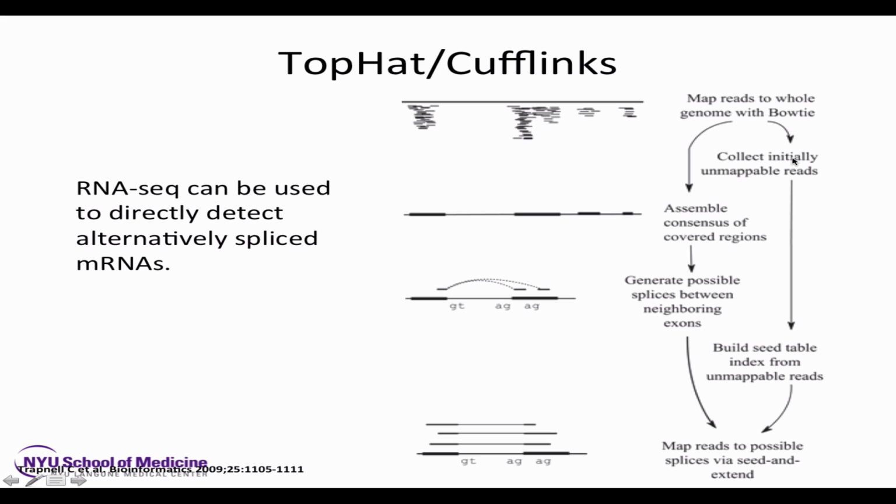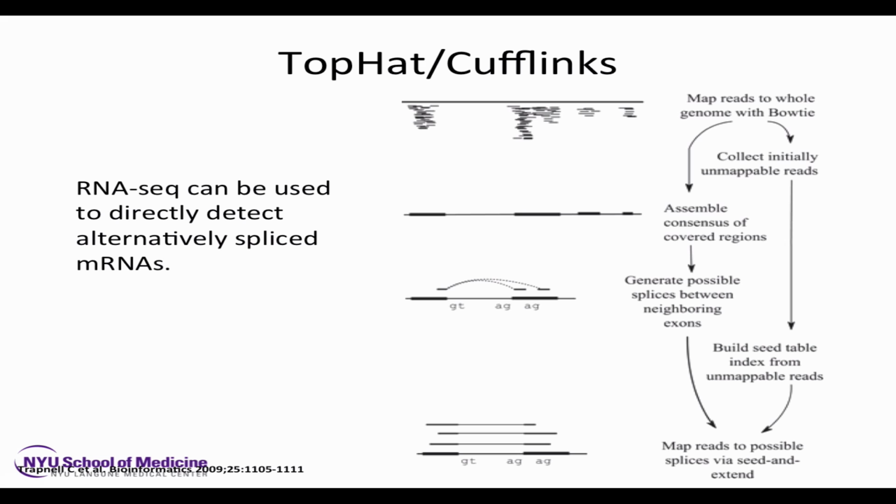So it maps the reads to the genome with Bowtie, which is an ungapped aligner, collects all the initially unmappable reads, the ones that don't map entirely within a single exon with very few mismatches, generates possible splices looking for the next place where the next exon picks up, and then it basically creates a transcriptome, a novel version of the genome that connects up exons and then does an alignment of your read to that intron spliced out version of the genome.